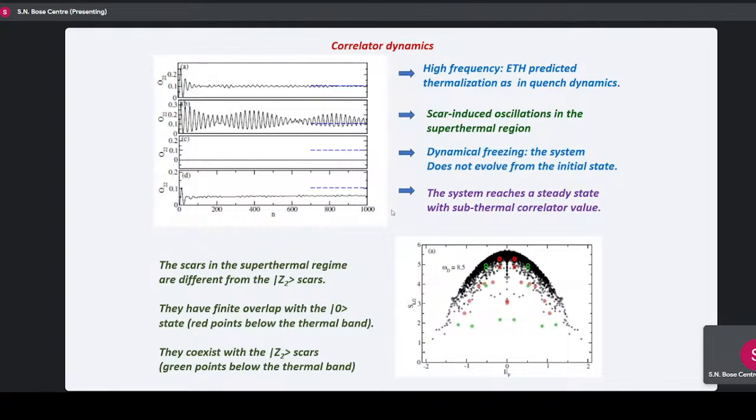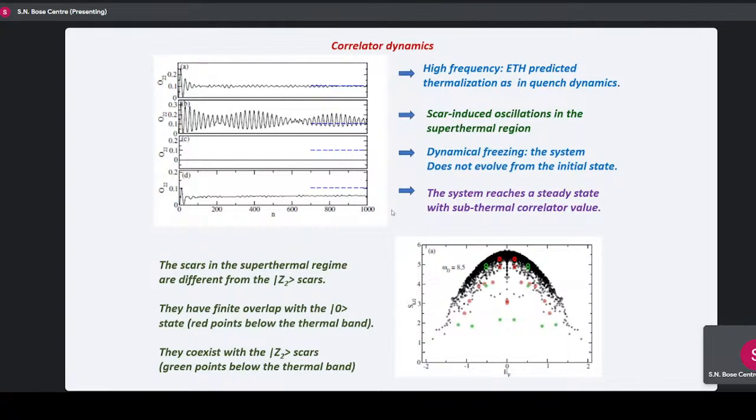So these are the scars. And they coexist with these green dots, which are the scars which have overlap with the Z2. So the same system can have different atypical non-thermal states, which have overlap with different initial states. And therefore, these only occur when you drive the system, and they have no counterpart in the equilibrium process. So there is also this dynamical freezing in which you see that the system simply doesn't move, and this subthermal region where the system attains a steady state very quickly without oscillation, but that steady state is below the ETH predicted value.